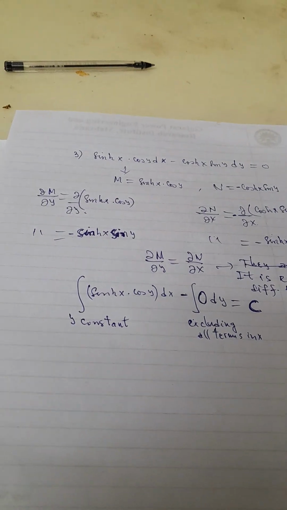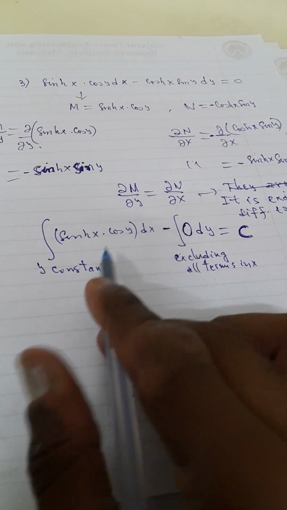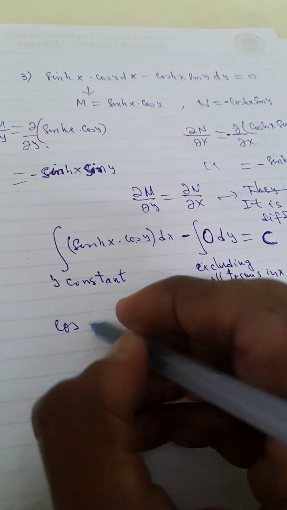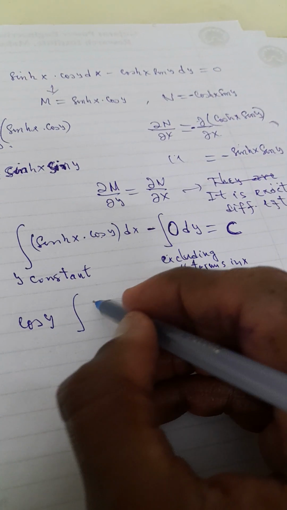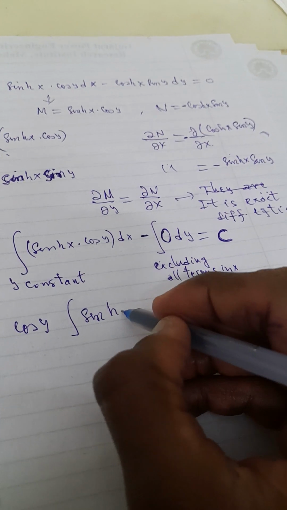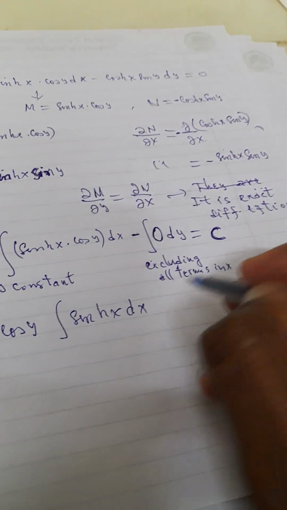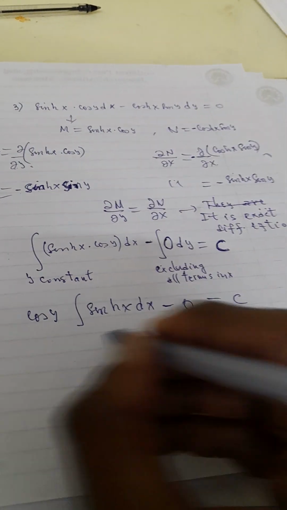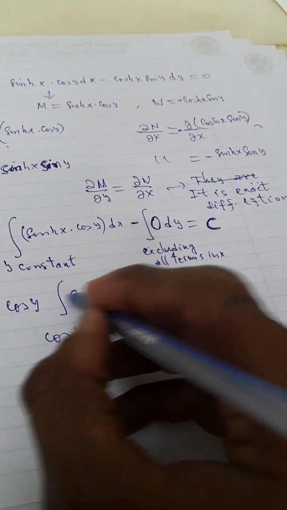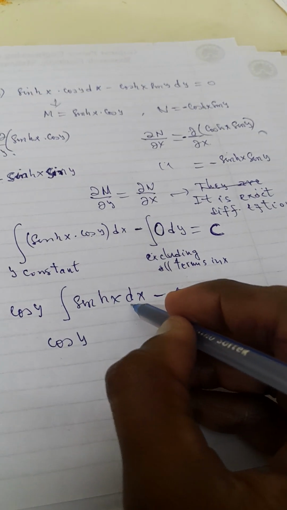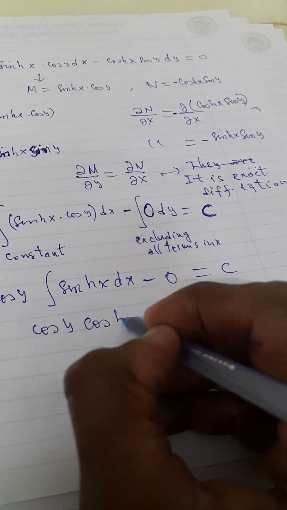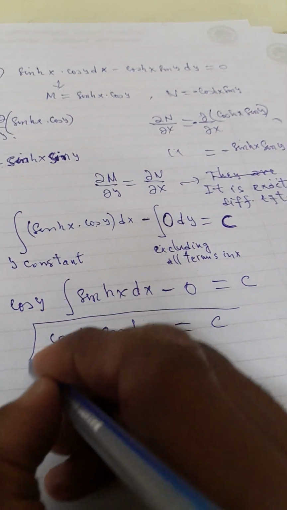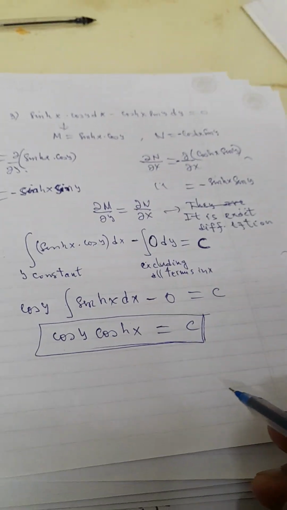Just like this. So what we are going to have here, this cos of y is constant, come out. So this will be cos of y and integration of sine hyperbolic of x dx minus 0 is equal to c. So you have cos of y times the integration of sine hyperbolic of x, which is directly cos hyperbolic of x, equal to c. This will be the solution of your equation.